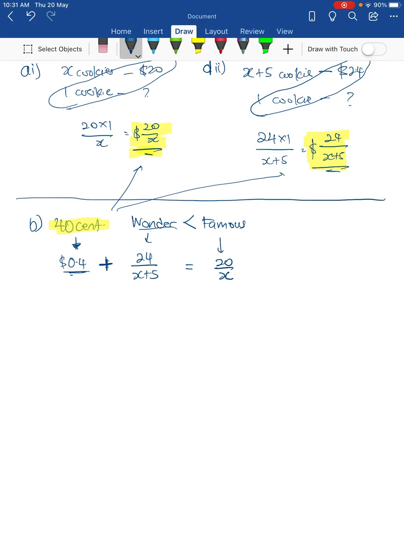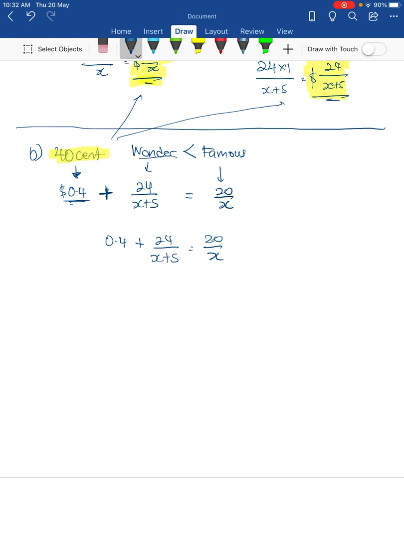Okay, so once you form this equation, 0.4 plus 24, I'm going to rewrite this, okay, over X plus 5 equals 20 over X. So we need to just solve the algebra. Okay, so how do you solve it? A few ways. Okay, one way is you can make the whole of the 3 of them the same denominator. So if I look at this, the denominator is 1, the denominator is X plus 5, the one over here is X. So the common denominator will be X plus 5 times X.